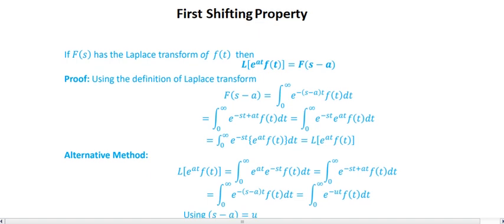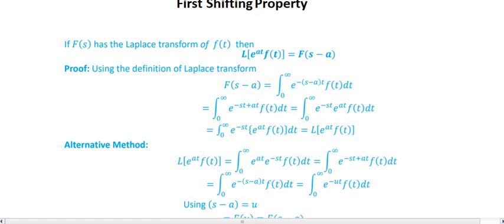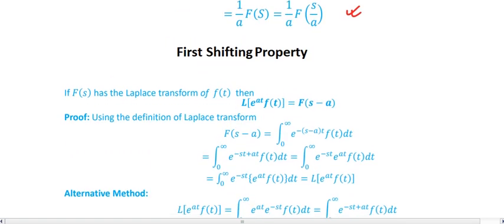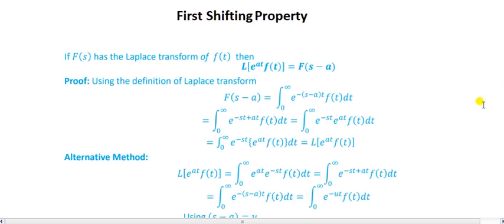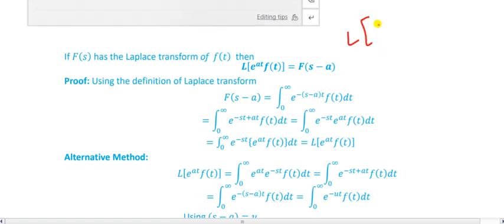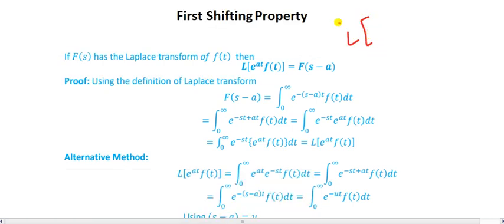Now let us discuss another property, and this one is the first shifting property. This is also a very important property in the case of the Laplace transform. According to this property, if f of s is the Laplace transform of f of t, then the Laplace transform of e to the power at f of t should be equal to f of s minus a. So let us start from the right hand side first.